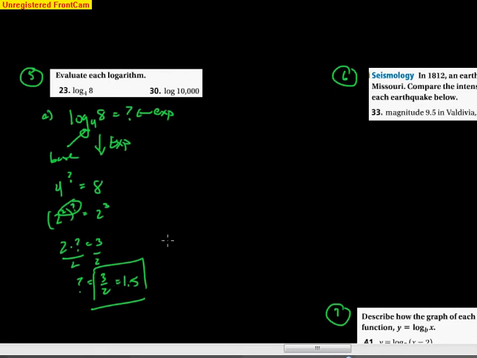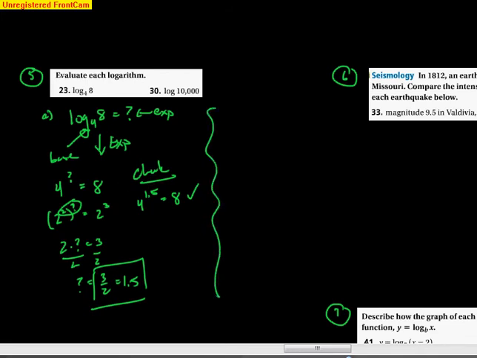And remember the check, right? So to check that, raise 4 to the 3/2 or the 1.5 power, and you will get 8 in your calculator. So you can always check using the calculator.